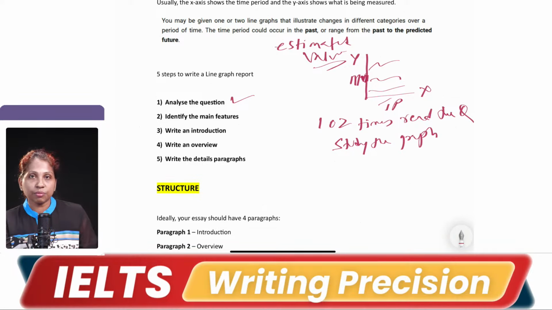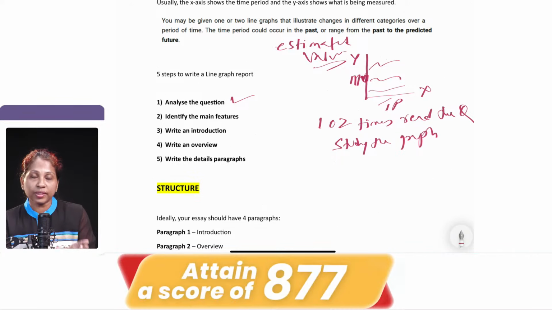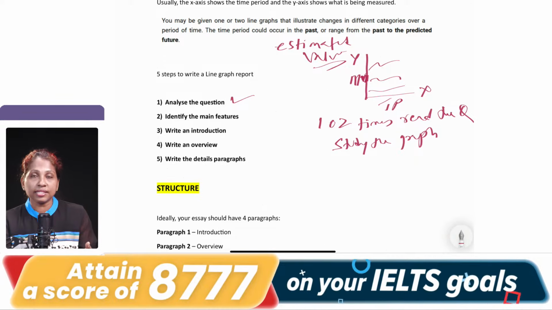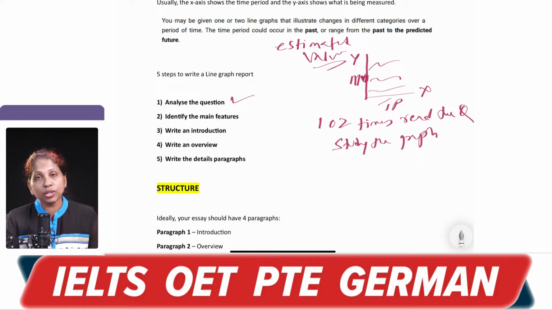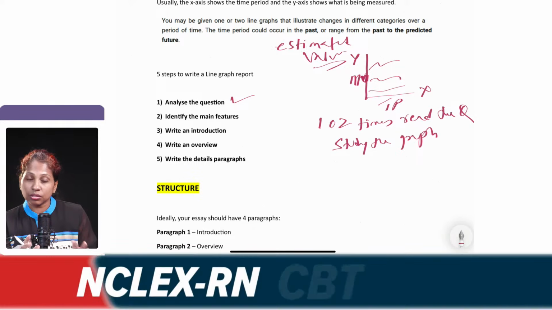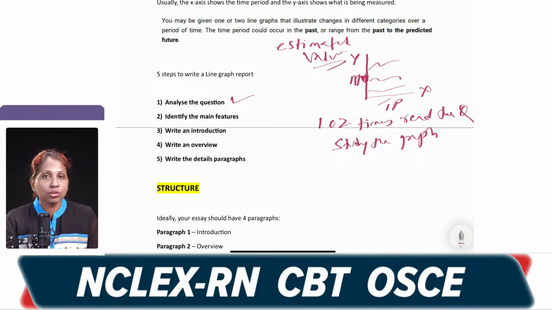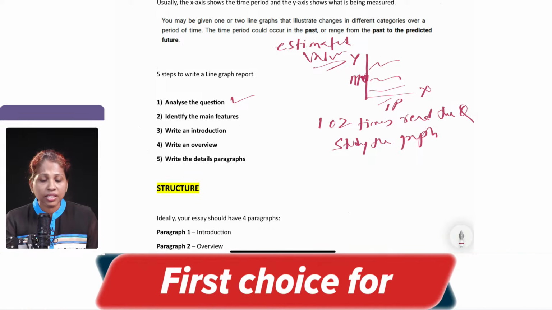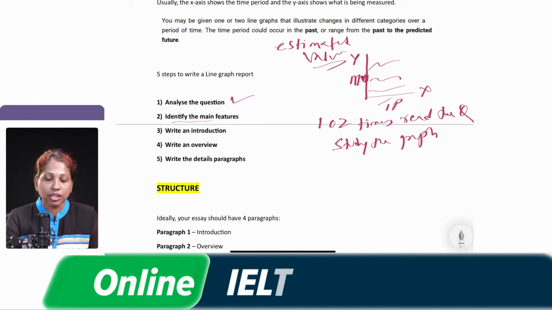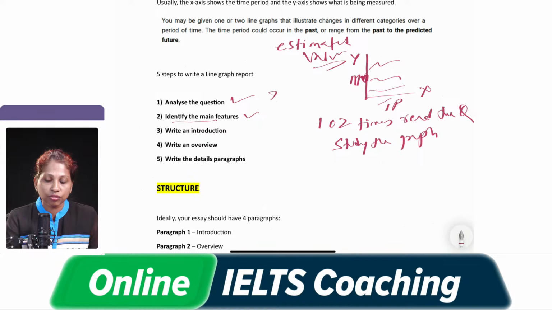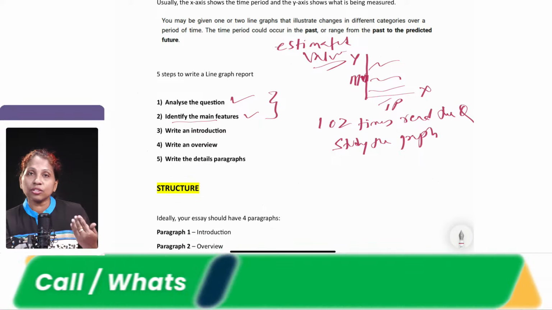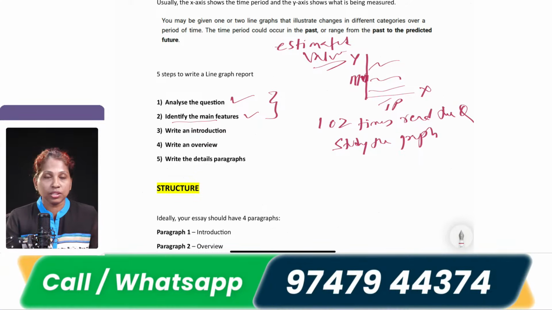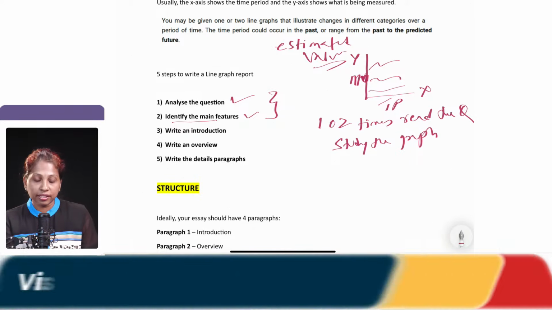You read the question statement so that you know what it is exactly about and what it's showing you, and then you go to the diagram and analyze it. You look at the labels, the y-axis, the x-axis, the numbers. This is included in analyzing the question. Then comes identifying the main features. These 2 are parts of what you have to do before you start writing your actual report.